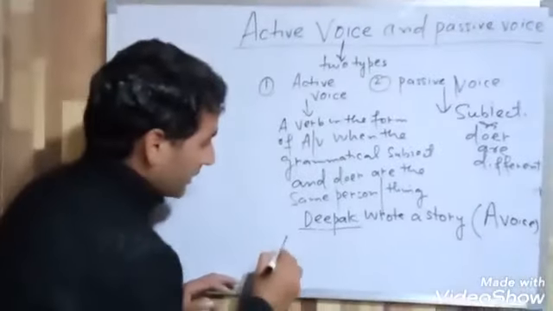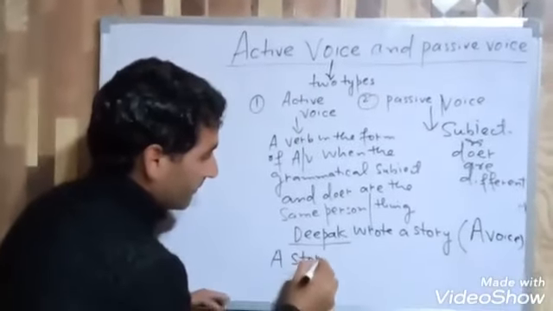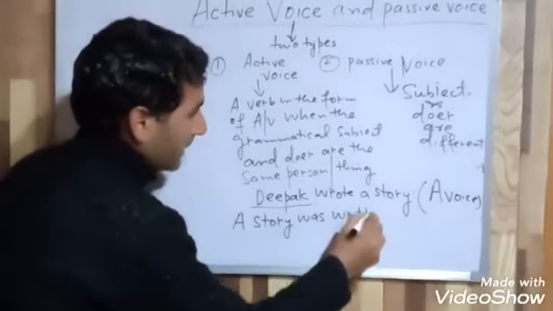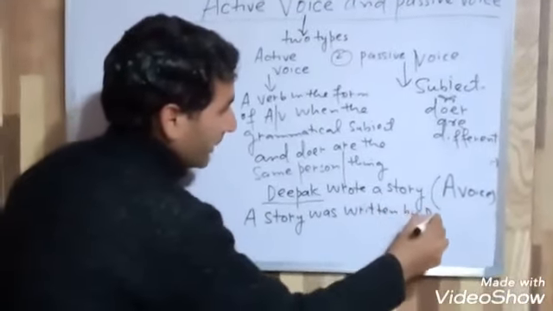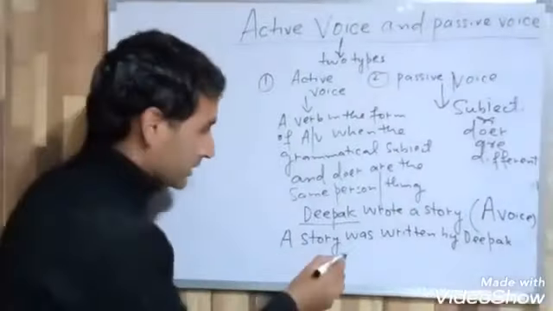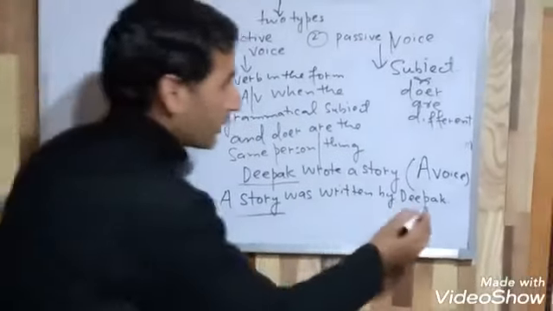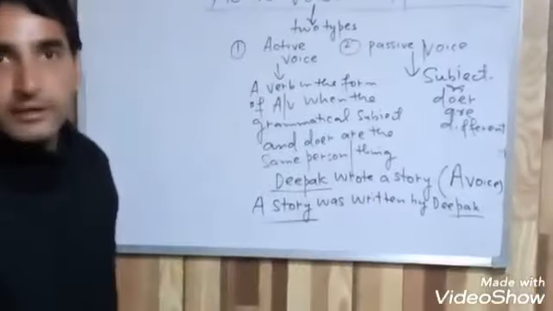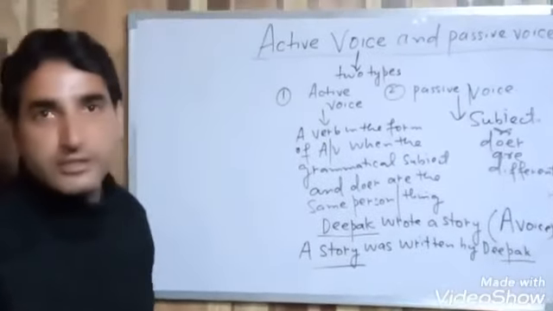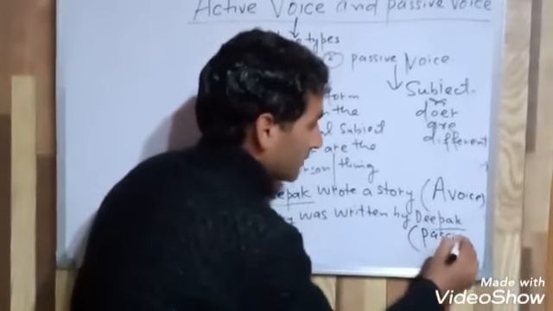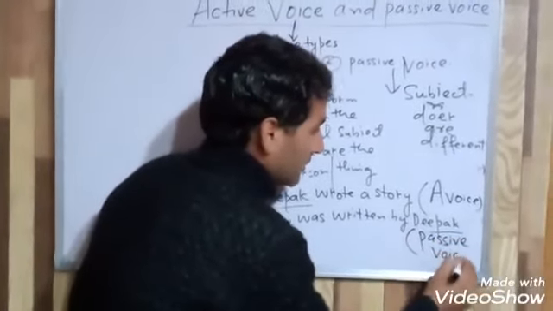And a story was written by Deepak. Here in this sentence, if you look, a story is subject, but the doer is Deepak. So the subject and the doer are different. Such a type of sentence is said to be in passive voice.